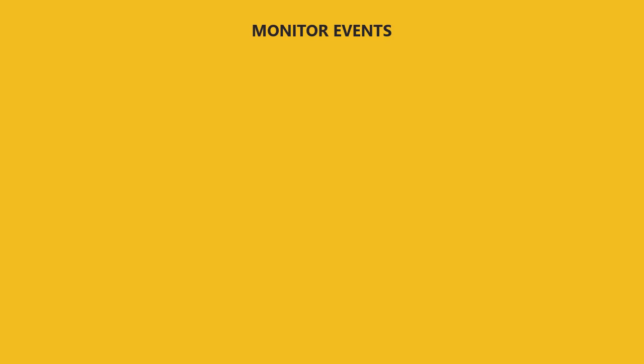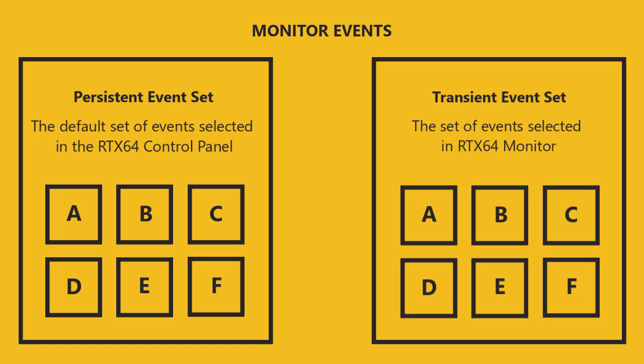Monitor events belong to two distinct sets, the persistent event set and the transient event set. The selection of events in the RTX64 control panel is persistent, which means it applies to all future monitor sessions. Each time the RTX64 subsystem starts, the persistent event set becomes the set of enabled monitoring events.